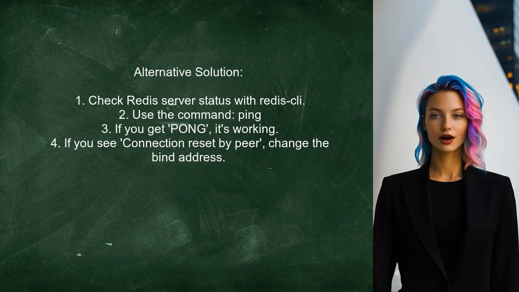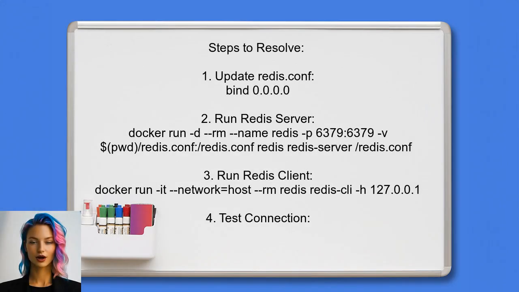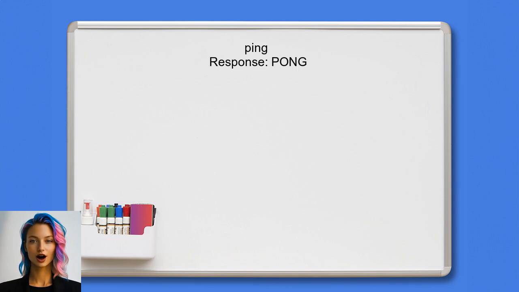An alternative solution shared by another user involves checking your Redis server status. They suggest using the Redis CLI to ping the server. If you receive a pong response, your server is functioning correctly. However, if you see connection reset by peer, you may need to adjust your server's binding address. The user found success by changing the bind address in the Redis configuration file to 0.0.0.0. They provided a sample configuration and steps to run the Redis server using Docker, ensuring the correct setup for the client connection.